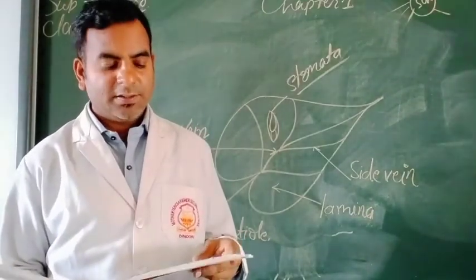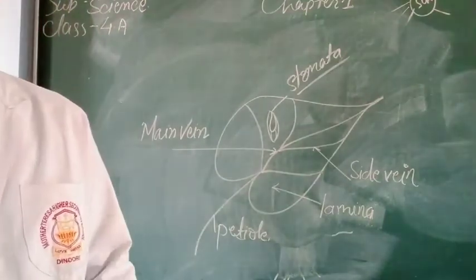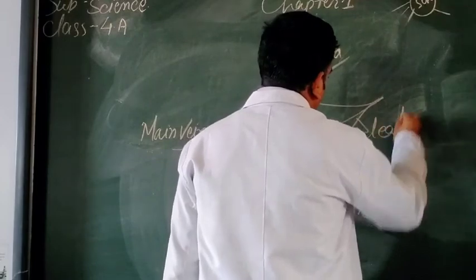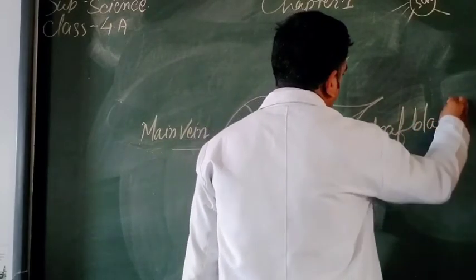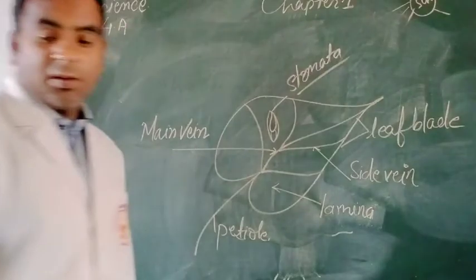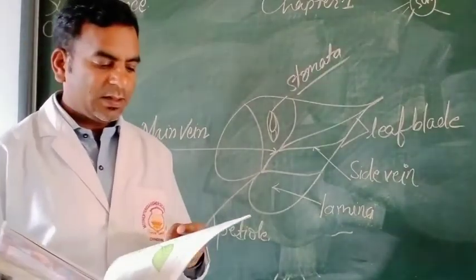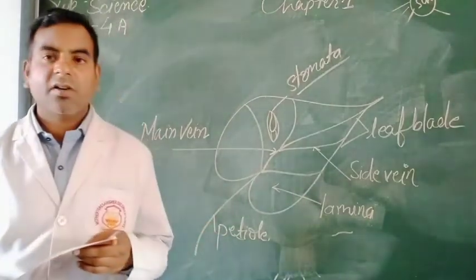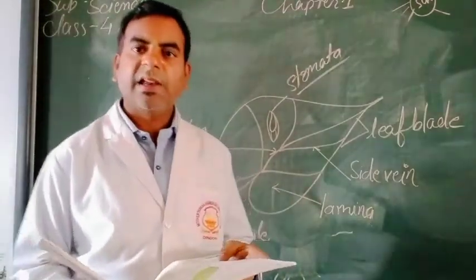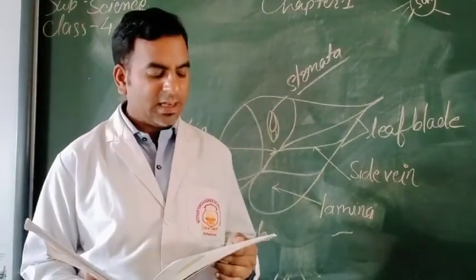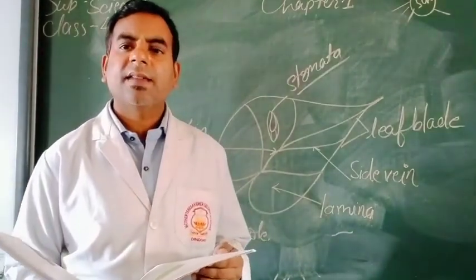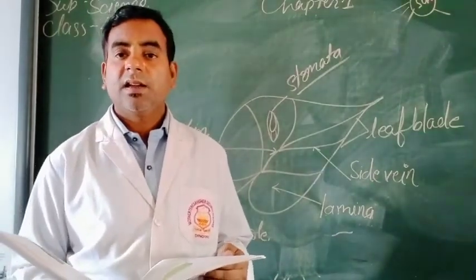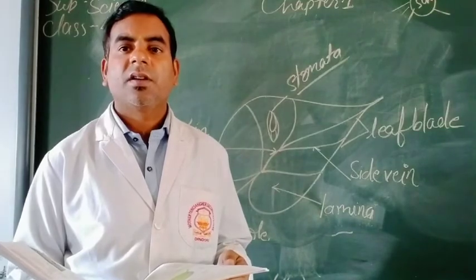The leaf blade. The leaf blade is the flat part of the leaf. It traps a lot of sunlight. Lamina and leaf blade are both the same. Right? The leaf has tiny openings called stomata on the downside of the leaf.